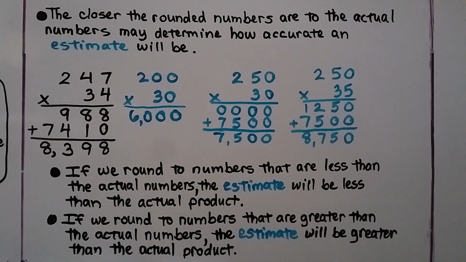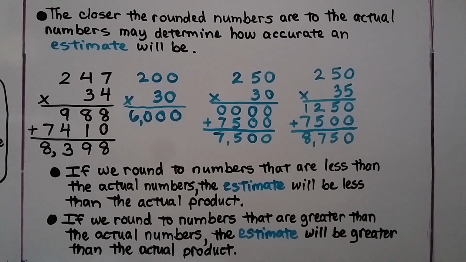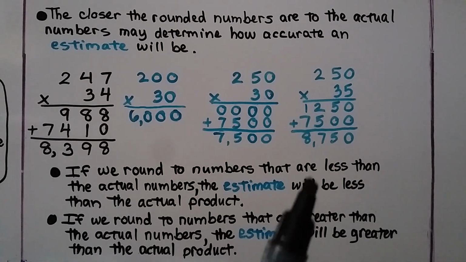So what happened here is, if we round to numbers that are less than the actual numbers, the estimate will be less than the actual product. And if we round to numbers that are greater than the actual numbers, the estimate will be greater than the actual product. See?